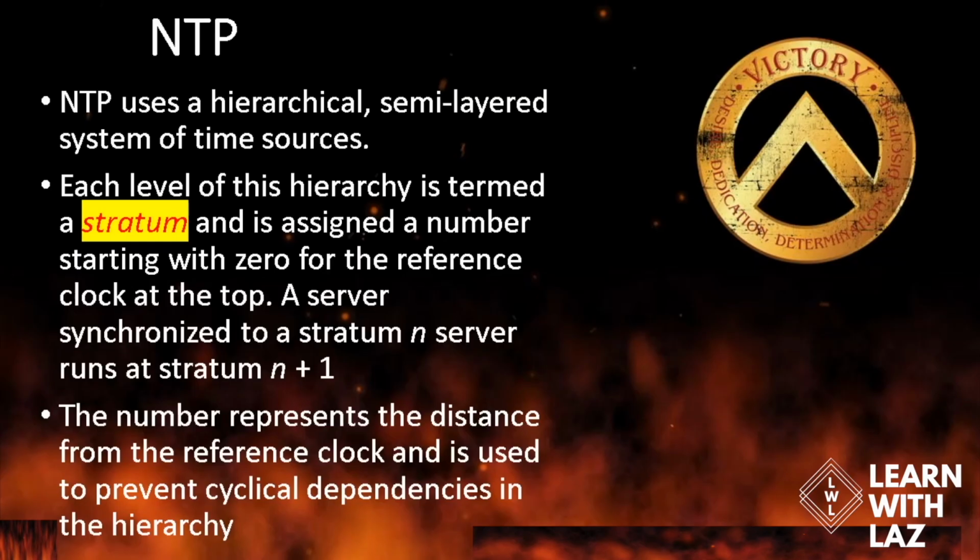Again, the number represents the distance from the actual reference clock and is used to prevent cyclical dependencies in a hierarchy. So if you have an actual network with a hierarchy, you want to make sure the stratum levels are configured correctly, so we know exactly who's who and how we're going to get the right time and date. Now here are your stratum levels.